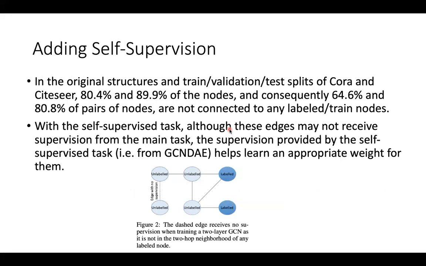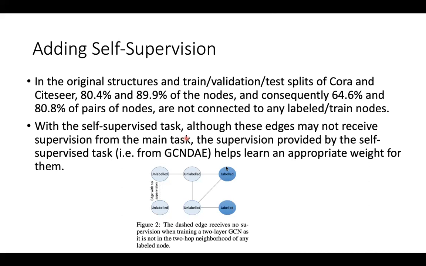And here they provided an example showing that it is very necessary to add such self-supervision. Essentially, in the original structures and train, validation, test splits of the benchmarks, around 80% to 89% of the nodes are not connected to any labeled or trained nodes. So with the self-supervised task, although these edges may not receive supervision from the main task, where the main task denotes the node classification task, the supervision provided by the self-supervised task helps learn an approximate weight for them.